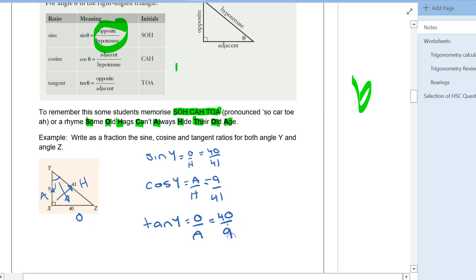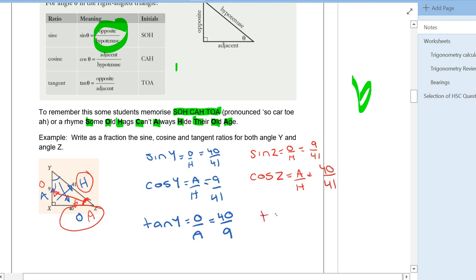Now I'm going to change colours for the x because things change around. Sorry, it's z. With z, the opposite is now 9. The hypotenuse doesn't change, but the adjacent becomes the 40. So the sine of z is opposite over hypotenuse, which in this case is 9 on 41. The cosine of z is adjacent on hypotenuse, and in this case that's 40 on 41. And the tan of z is opposite, which is 9, on adjacent, which is 40.